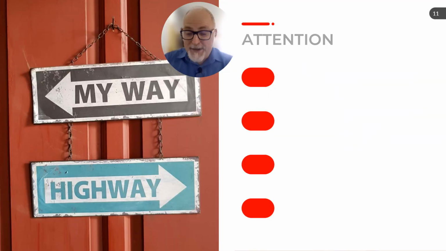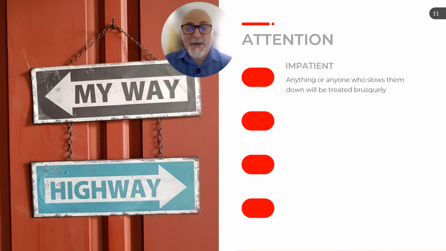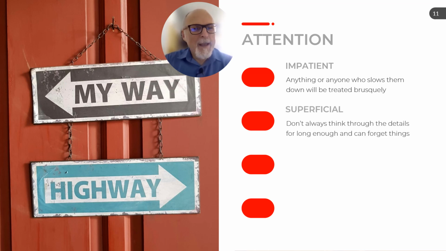However, as with all of the 4 factors, we need to pay attention to a number of points. With the D's, there's a tendency to be impatient, wanting to get things done as quickly as possible. And notice here that this affects, in particular, people who may want to take things at a bit of a slower pace. Also, a high D may be a little bit superficial, might not look at things in enough detail, and this can create problems for them.